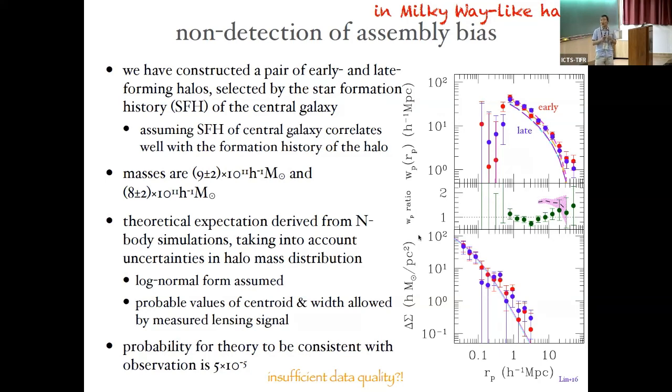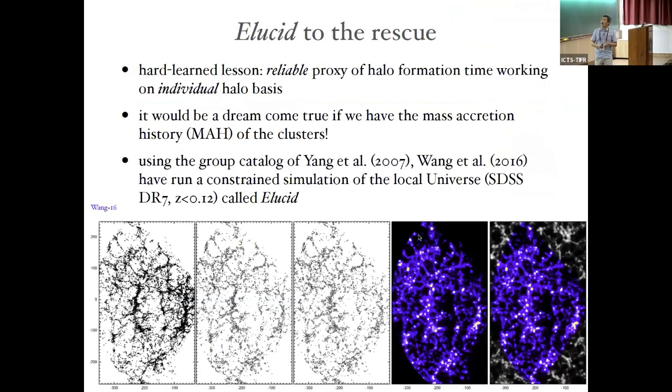The age indicator we use, which is based on the code VESPA, which uses the Sloan spectra, is not of sufficiently good quality. In the business of detecting assembly bias, the most important ingredient is to have a reliable proxy of halo formation time that works on an individual halo basis. This would become possible if we have a complete description of the local universe.